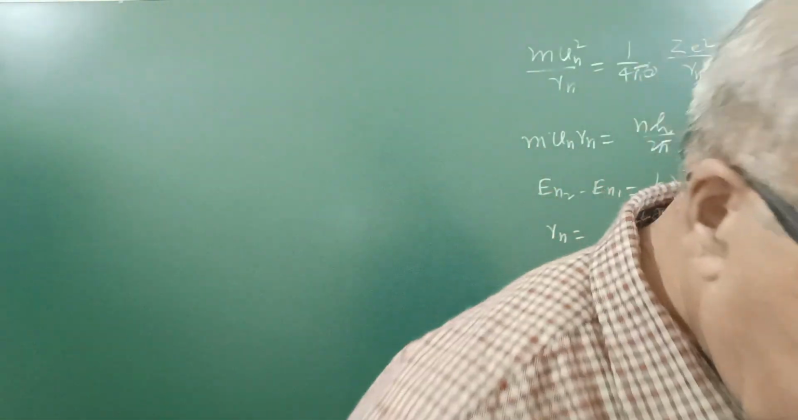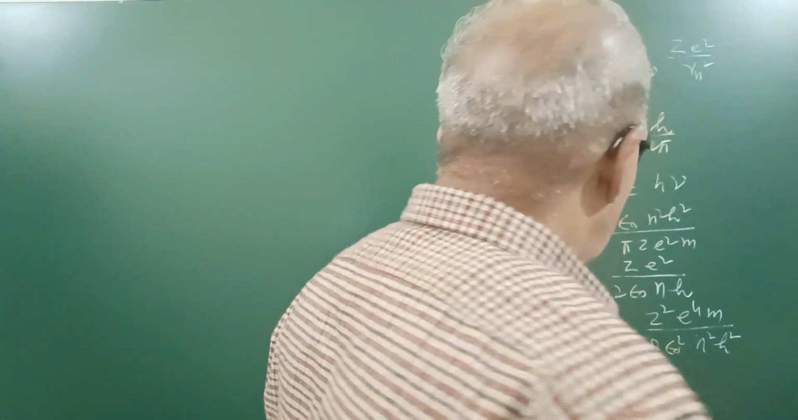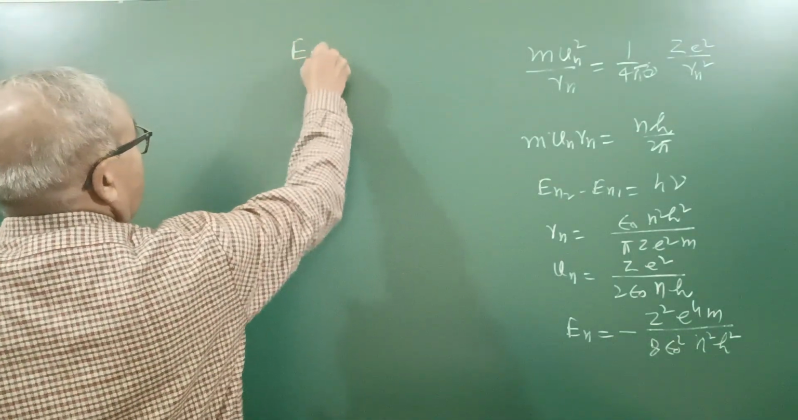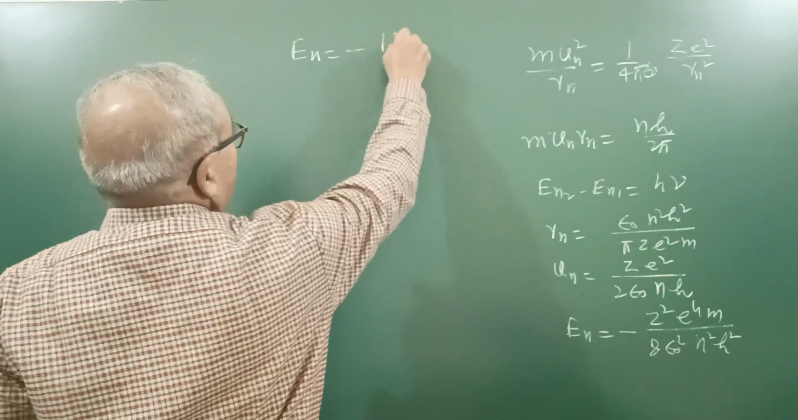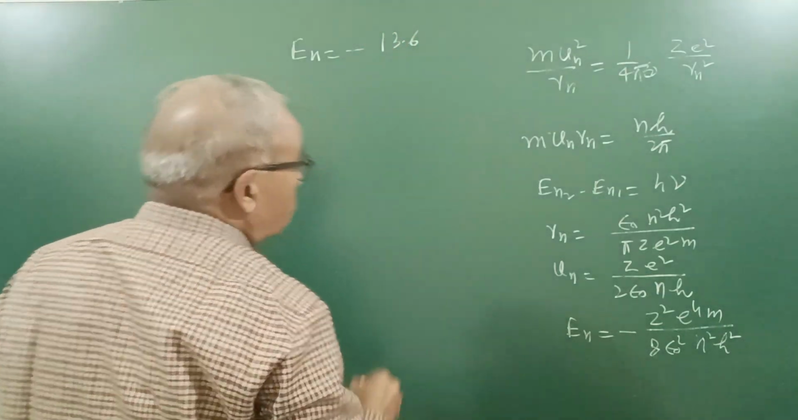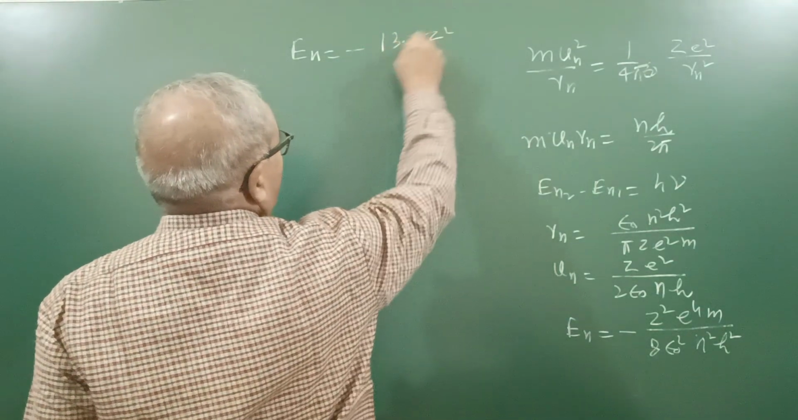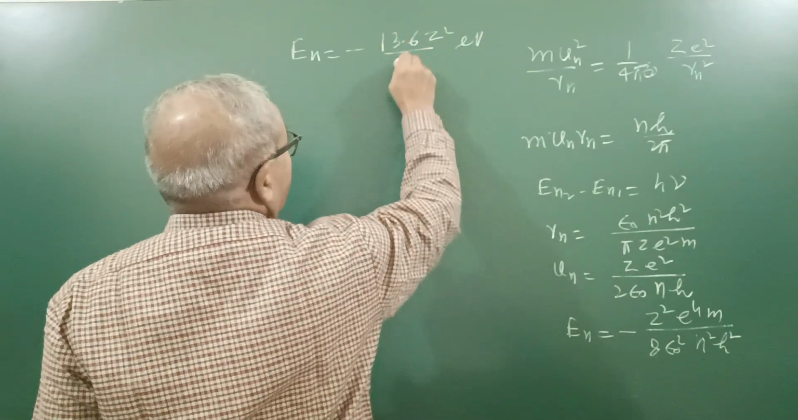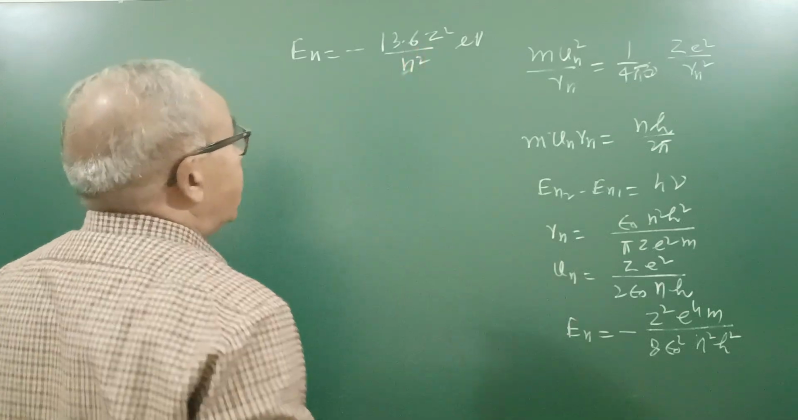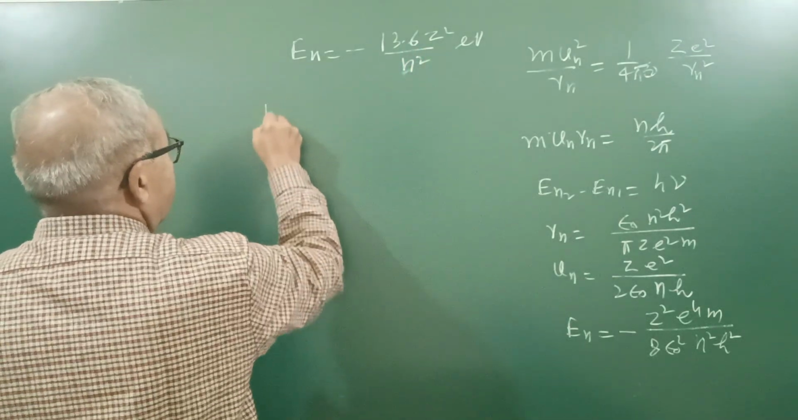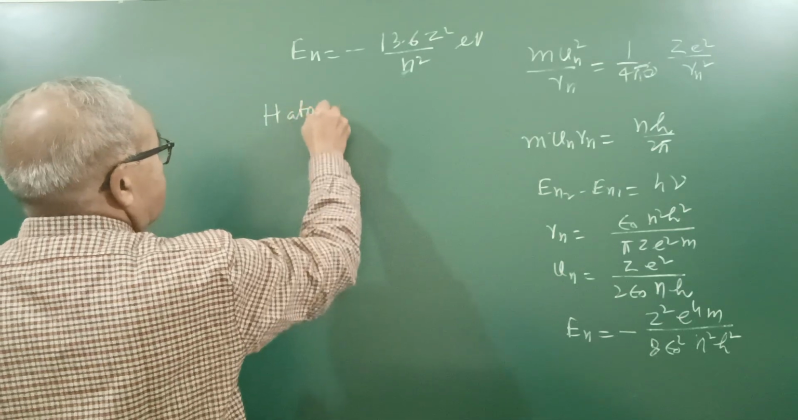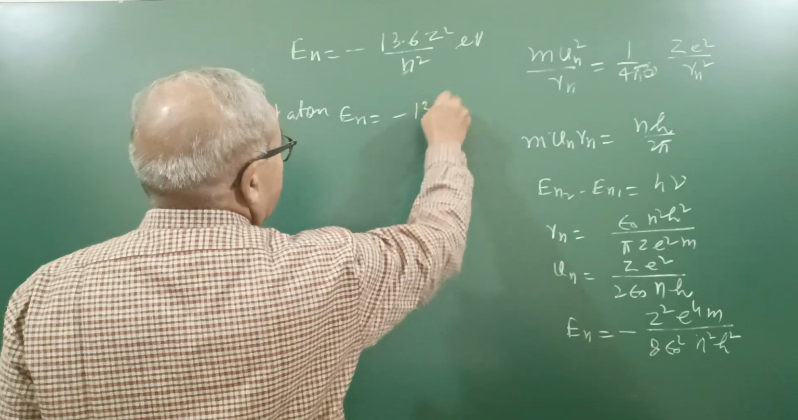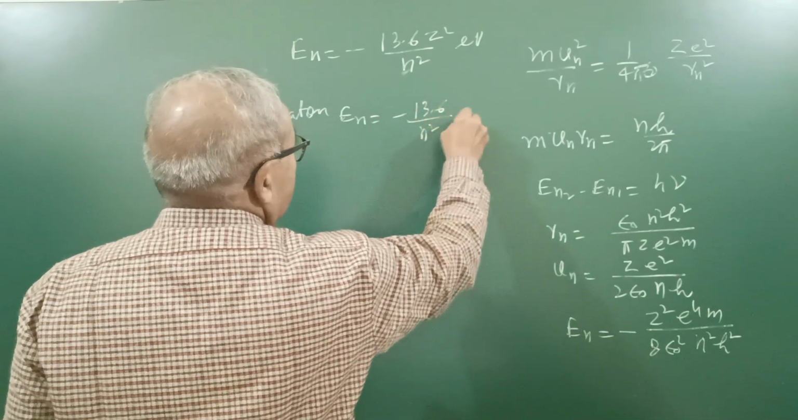And using this, when we put the values, I got the energy of electron in nth orbit as minus 13.6 Z squared upon n squared electron volt. For hydrogen atom, Z equal to 1, so for H atom, E_n equals minus 13.6 upon n squared electron volt.